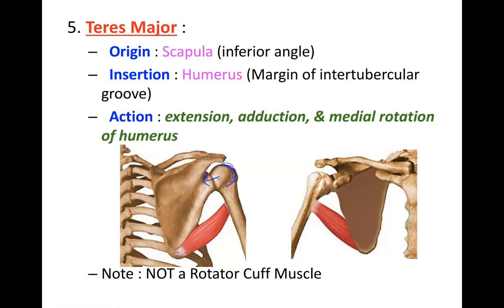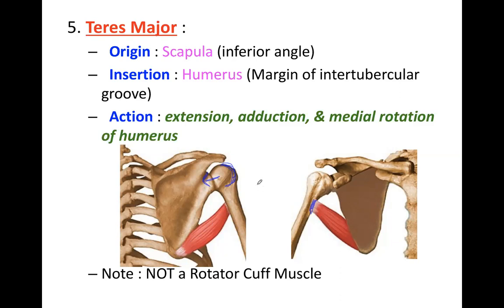So teres major is going to be originating off this inferior angle, and that's going to dive underneath through your armpit, and that's going to swing to the front of the humerus. And you can see on this side, its attachment point is going to be this inside edge of the intratubercular groove. So when you're feeling your armpit, you're actually feeling partly teres major sitting in the back border of your armpit.